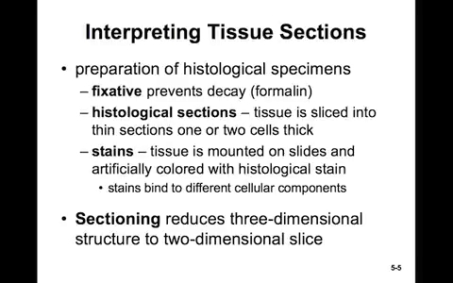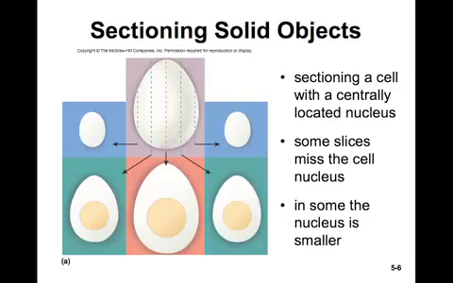Sectioning reduces a three-dimensional structure into two-dimensional slices, and this is why it can be sometimes hard to find your way around on histology slides. For example, if you look at this egg here, and it has a yolk right in the middle, but depending on where we make the slice through the egg, we may or may not get the yolk in our section. In a similar way, depending on where we slice the tissue, a cell may not get the nucleus in its slice or any of the other organelles that you're looking for.